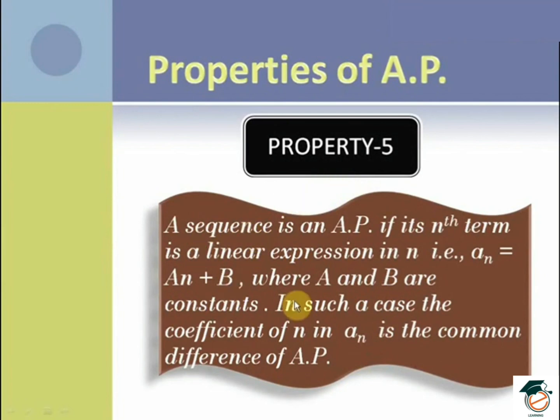So this is a very important property, and it says that if we have a sequence such that the nth term is given by a linear expression, and this linear expression could be An plus B, then such a sequence would be an AP, and the common difference of such an AP would actually be the coefficient of n in the expression of a_n. That is, A would be the common difference. So let's try to prove this.